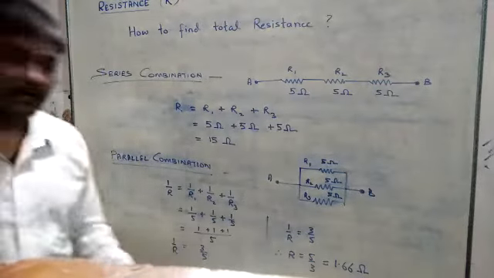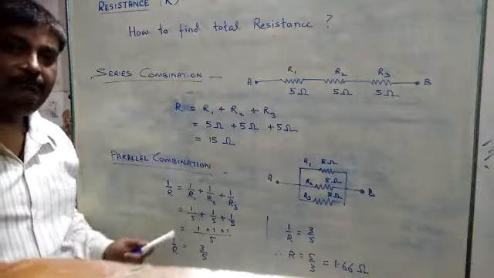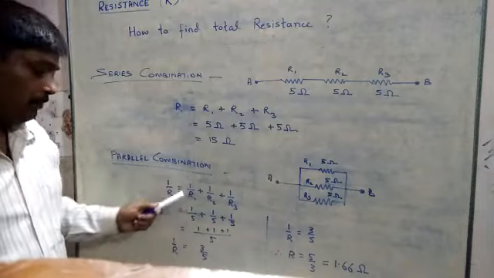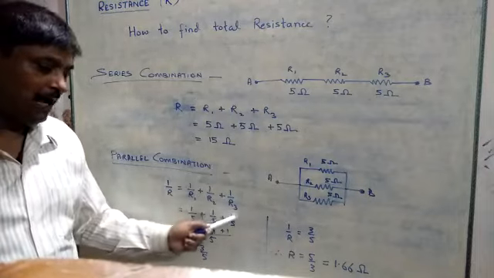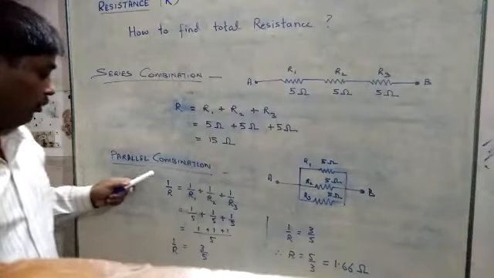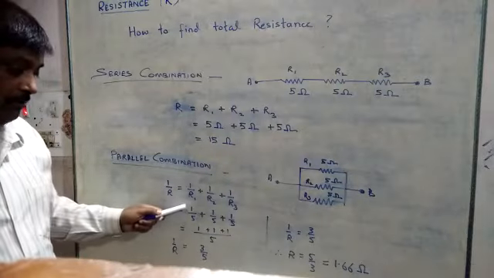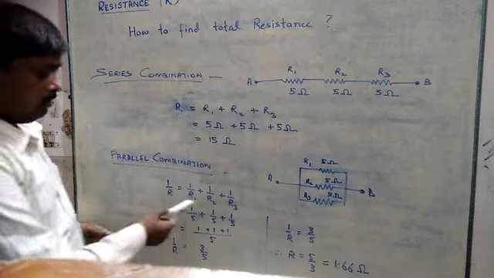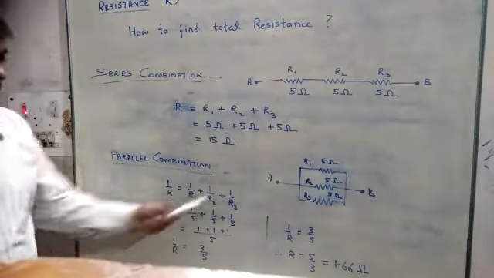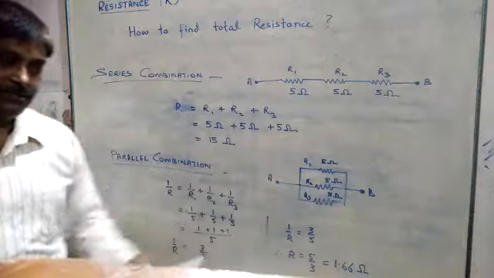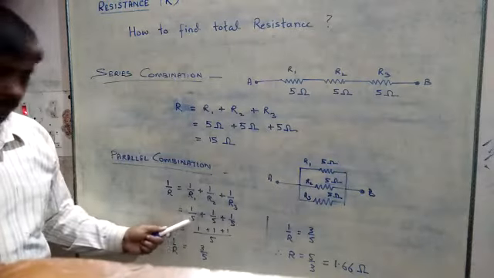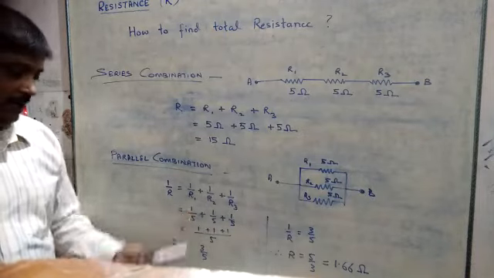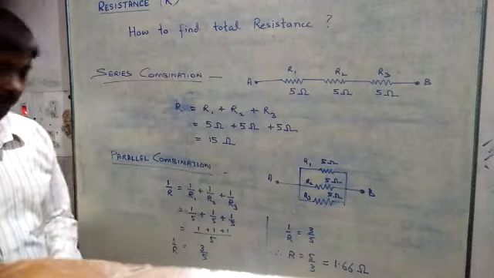Now what is the formula? The formula for finding the total resistance in parallel combination is 1 upon R equals 1 upon R1 plus 1 upon R2 plus 1 upon R3. Now put the values: R1 is 5, R2 is 5 and R3 is also 5. That is 1 upon 5 plus 1 upon 5 plus 1 upon 5.